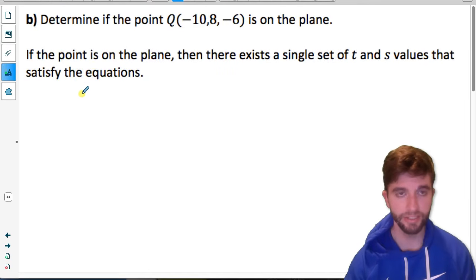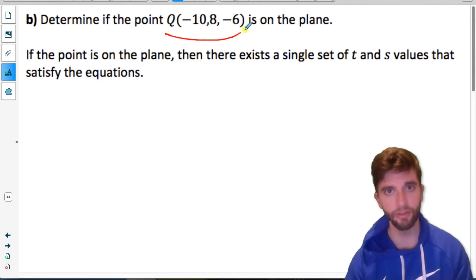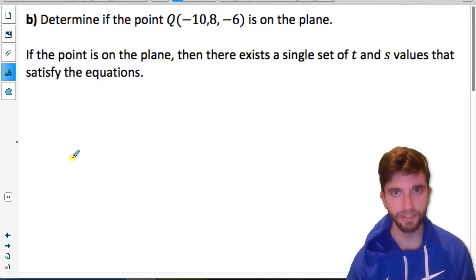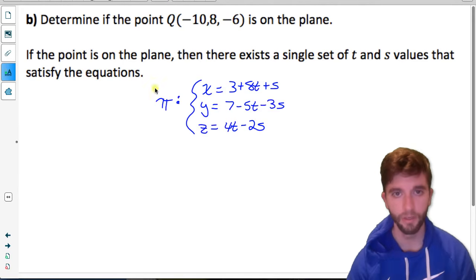Alright, part B is a continuation of the plane we were working with in part A. We're just checking to see if this point is on that plane. So to check if that point's on the plane, we're going to need that plane's parametric equations. Let me copy and paste those over. Alright, so there are the parametric equations. We have an equation for x, y, and z.